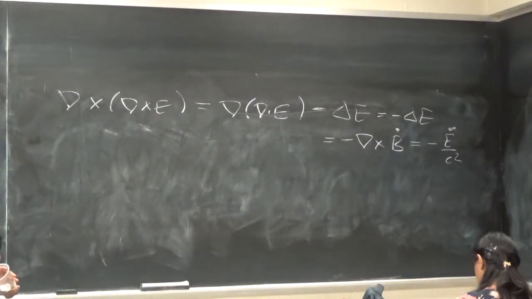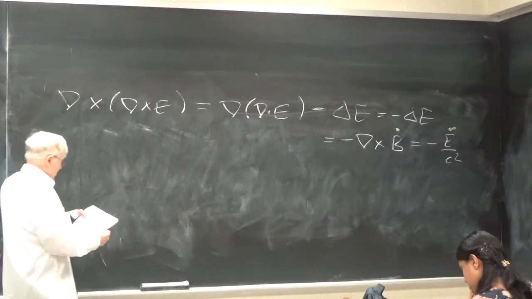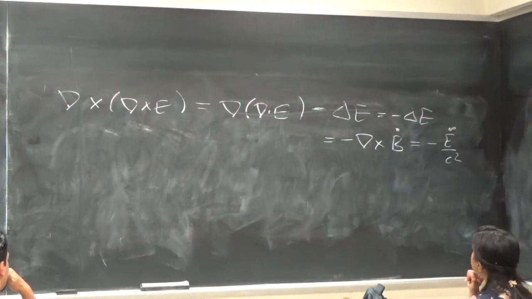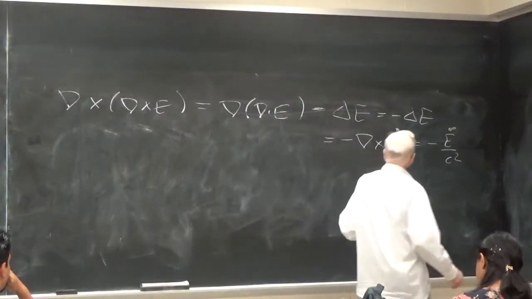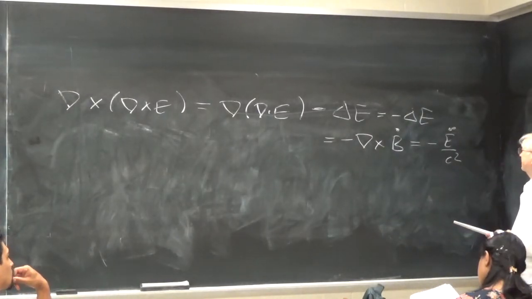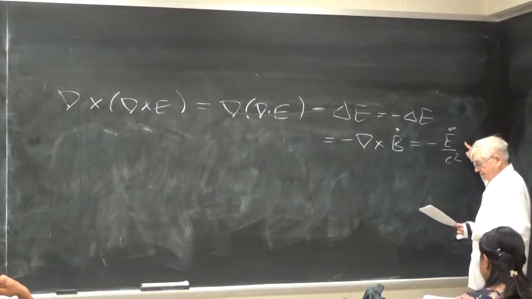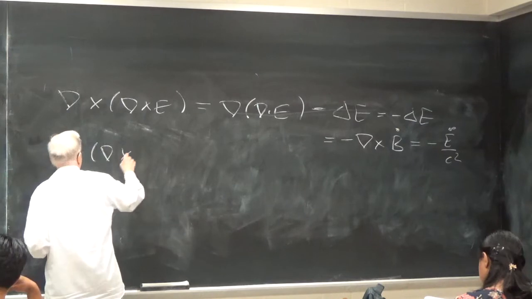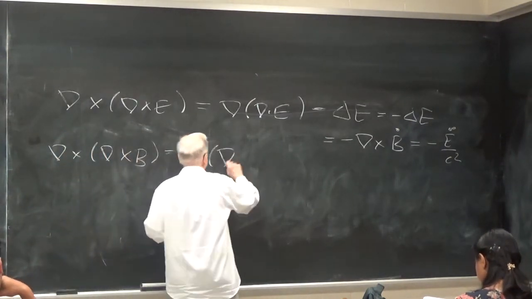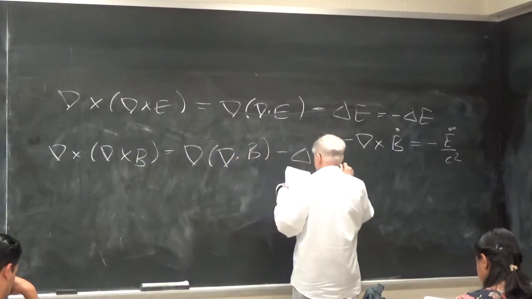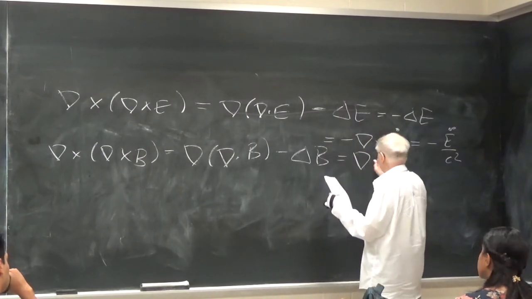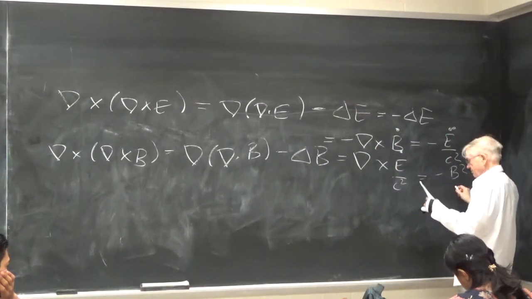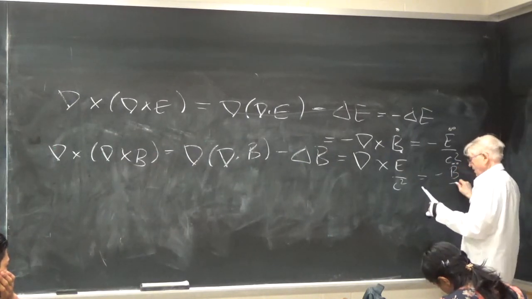So the way one goes about this is one takes this curl of E, and the curl of E is already B dot with a minus sign. And so one gets this equation, and then a similar thing for B, namely that the curl of the curl of B is the gradient of the divergence of B. Well, that vanishes, minus the Laplacian of B, and one can then rewrite that as the curl of E dot over c squared, which is minus B double dot over c squared.